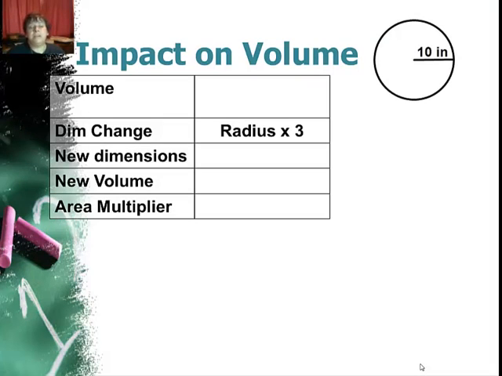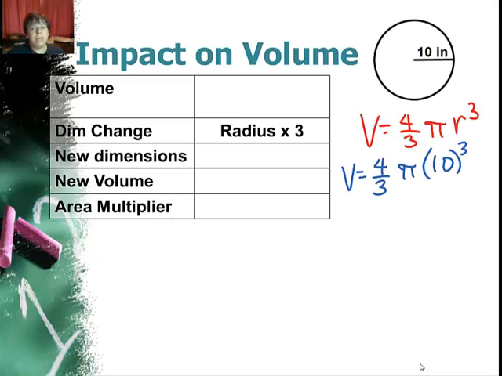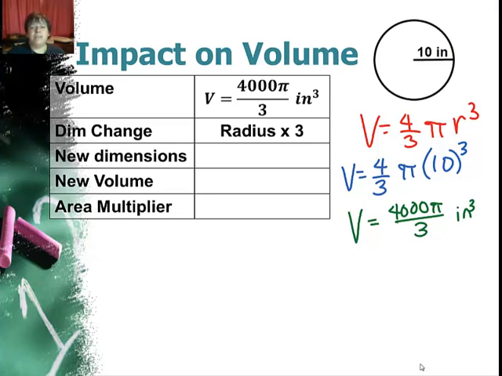Now I'm taking a sphere, and I'm increasing it by a factor of 3 on the radius. So same type of problem, except now we're looking at volume, which for spheres is 4/3 pi r cubed. It's on your math chart. And substituting in the 10 inches, I get 4,000 pi over 3 inches cubed. I went ahead and left it an exact value, and you can always get decimals on your calculator, and this will still work out the same way.